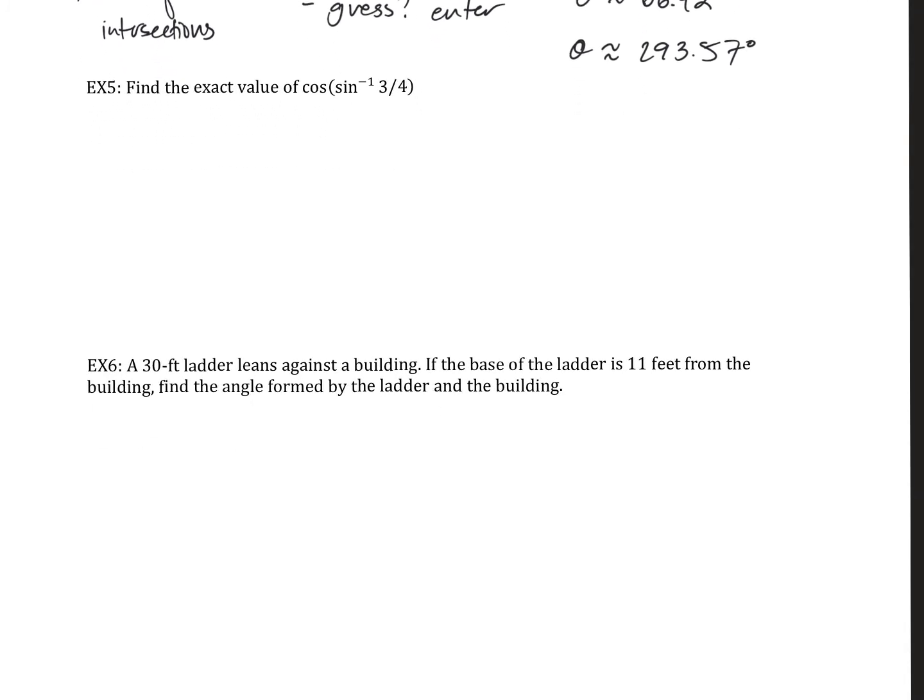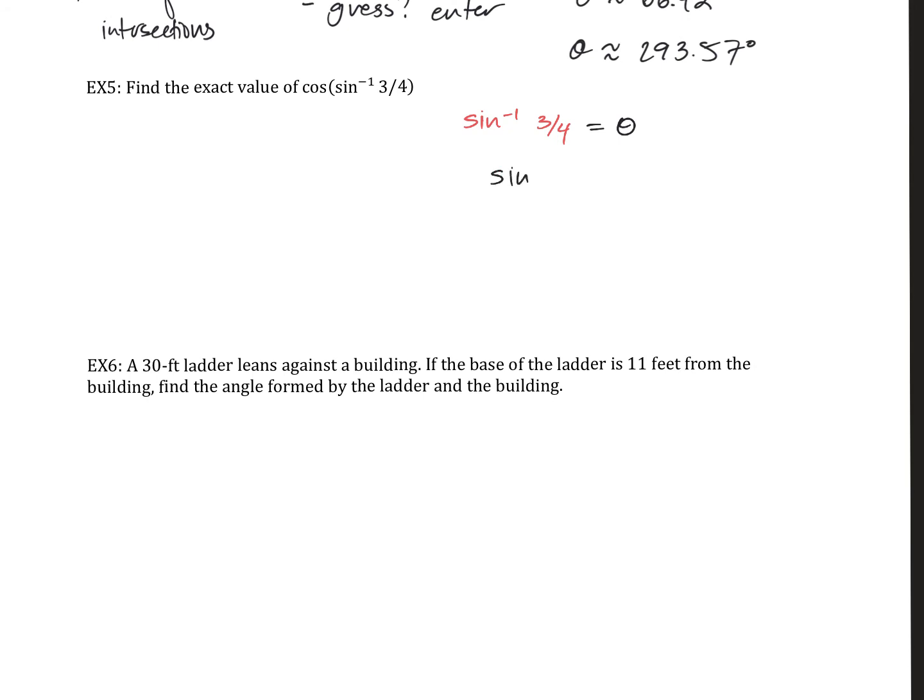Now example 5. Find the exact value of cosine of sine inverse of 3/4. Okay, this one's kind of interesting. Let's focus on the value on the inside because we can't do any cancellation right now. Let's focus on sine inverse of 3/4. Well, we know how to solve this. We'll set that equal to theta.